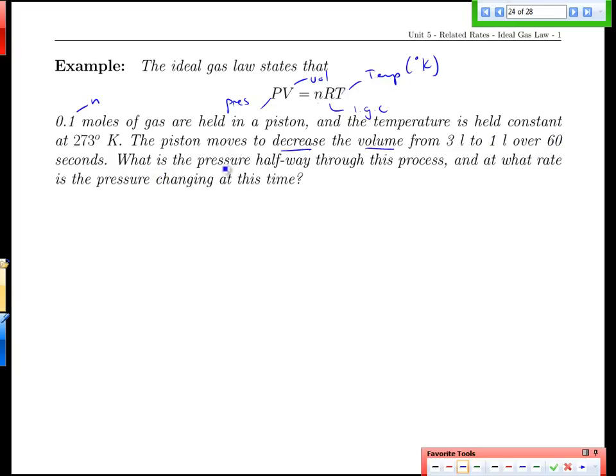What are we looking for? We're looking for the pressure halfway through this process. We have information about the volume, and we're interested in what the pressure is going to do as a result.